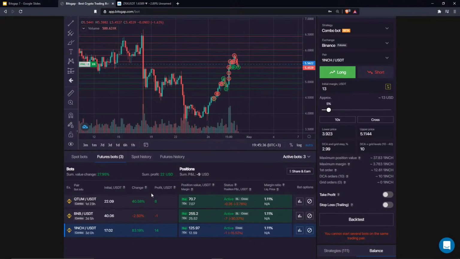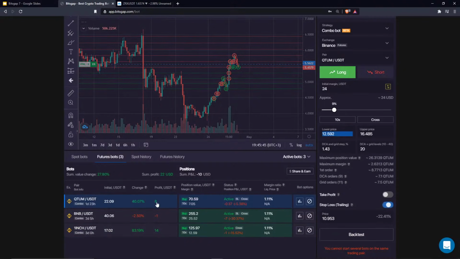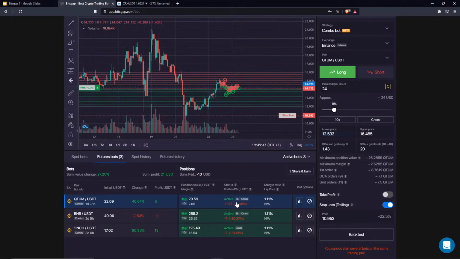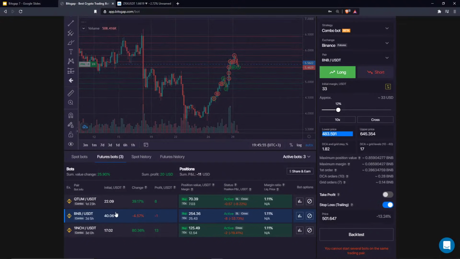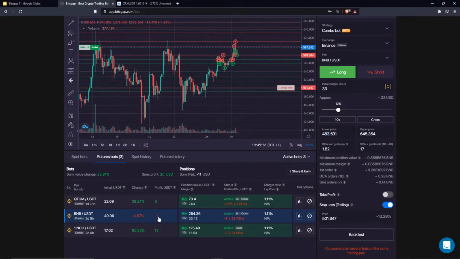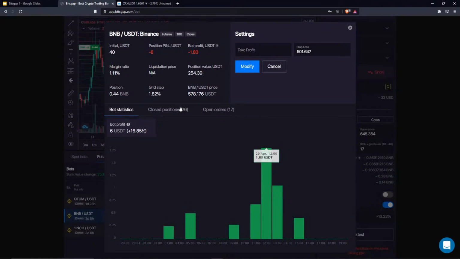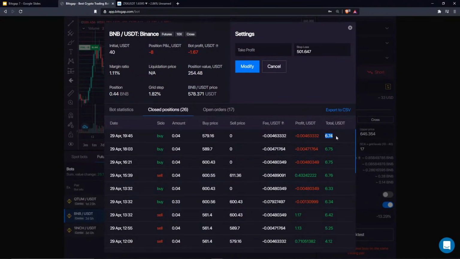Okay, so what you see here, that's the key metric as well. It takes into account the realized return and currently pending unrealized return. So for example, my Quantum and 1inch, overall, they are in profit. Whereas in case of BNB, we are now in the negative area, minus $1. Even though it still managed to make returns like $6.